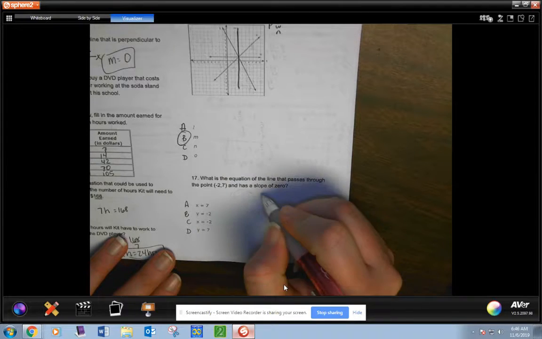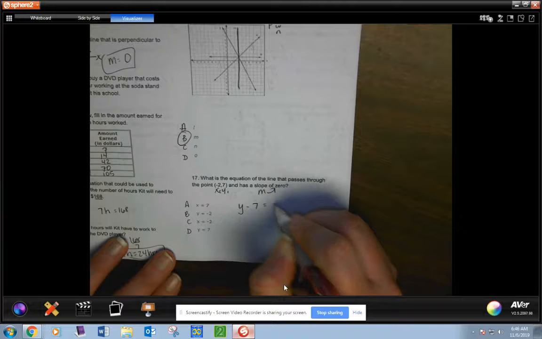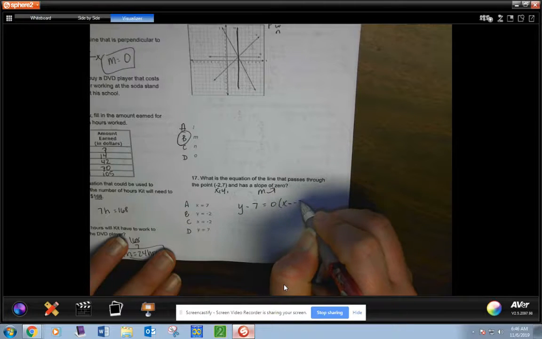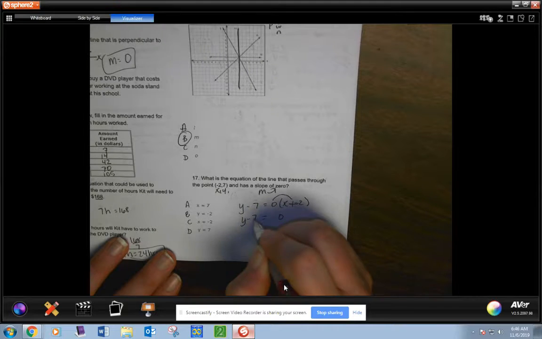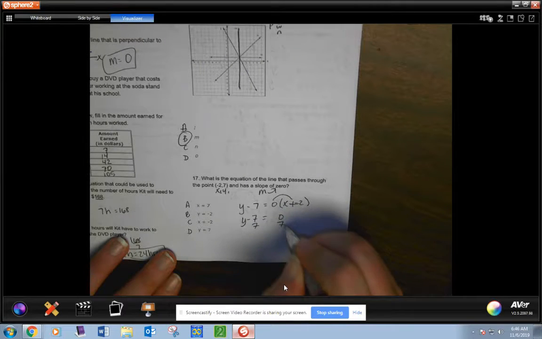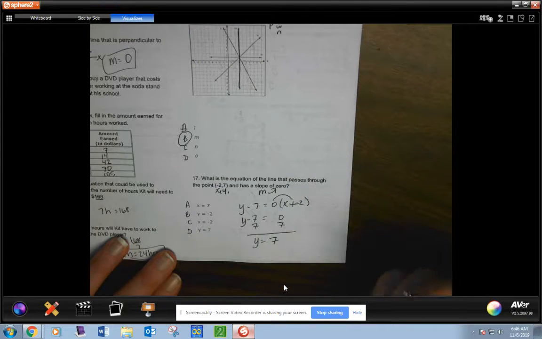For 17, what is the equation of a line that passes through the point negative 2, 7 and has a slope of 0? Well, this is my m, this is my x1 and my y1, so this is point slope. We're going to do y minus 7 equals 0 times x minus negative 2, fixing that double negative. 0 times anything is just 0, so I can put 0 for both things and bring down y minus 7. I add the 7 and I get y equals 7. So I can cross off A and C, and my answer is D.